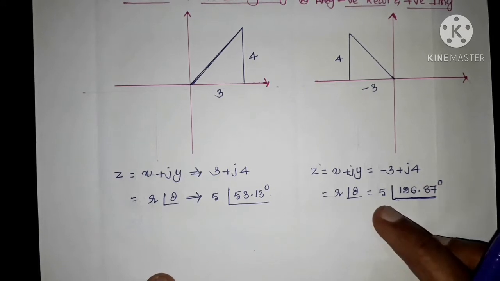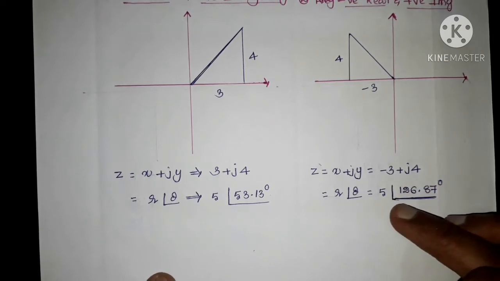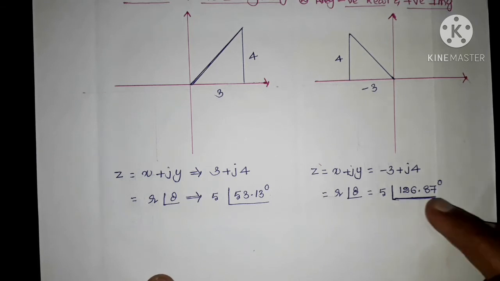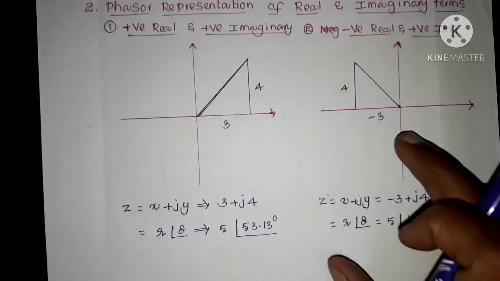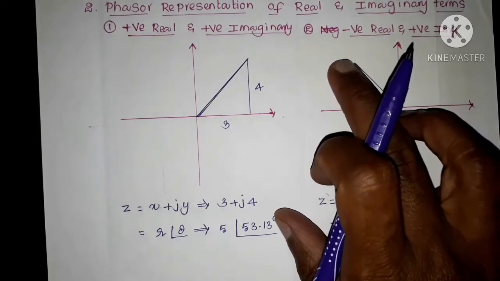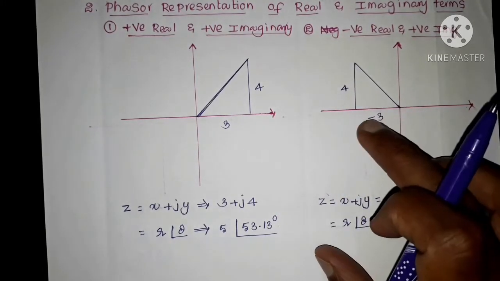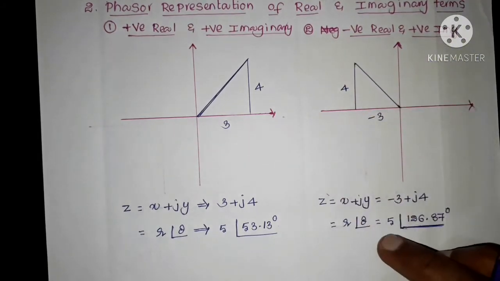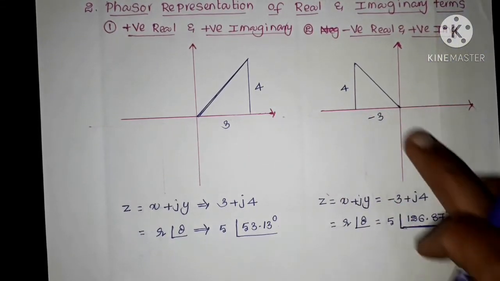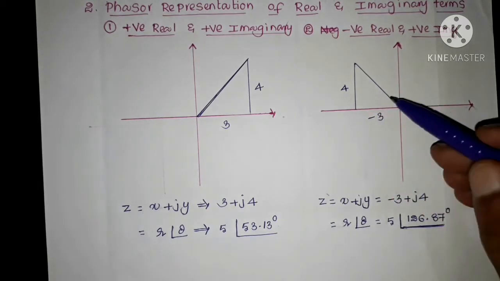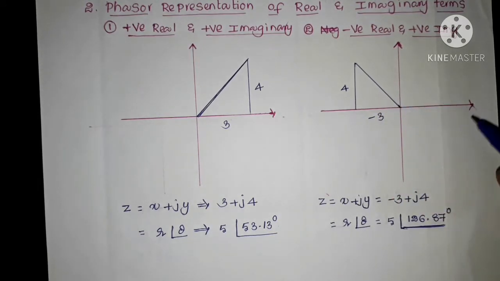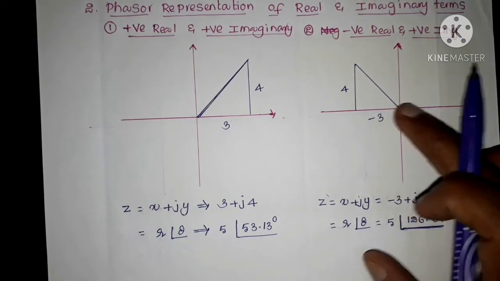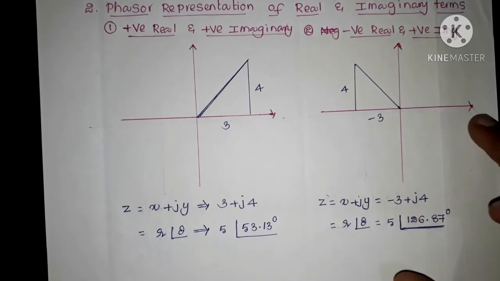So if you find the value of r and theta by using a calculator, we get 5 at an angle of 126.87 degrees. So here it is minus 3 and it is 4. The real number is negative and the imaginary number is positive. So the resultant is 5 and it is making an angle 126.87 with the reference. So the resultant vector is making an angle of 126.87 degrees with the reference.